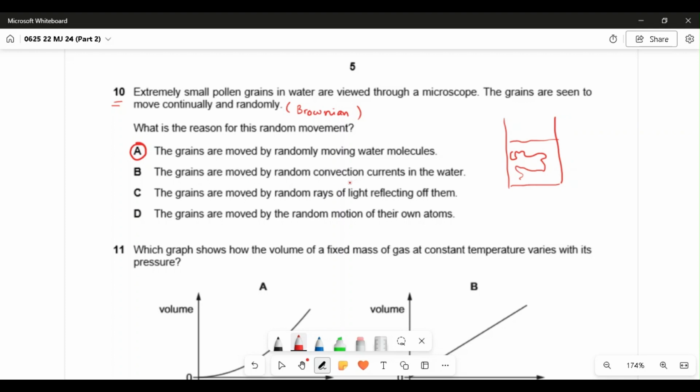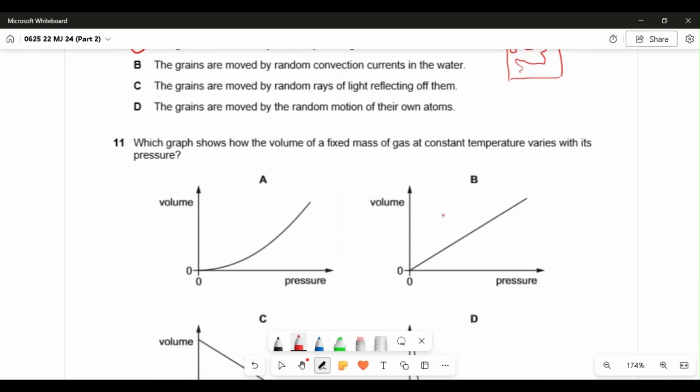No, convection currents are not the cause. Convection currents occur when there is a difference of temperature, but in this question no temperature difference is mentioned. The grains are moved by random rays of light reflecting off them. No, rays of light are not going to give them motion. The grains are moved by the random motion of their own atoms. So, their own atoms are not the cause. I think so. Option A is correct.